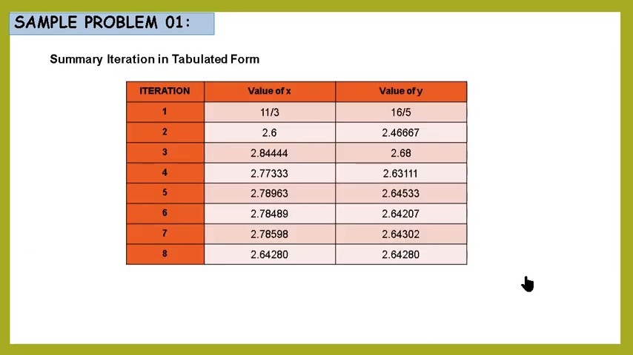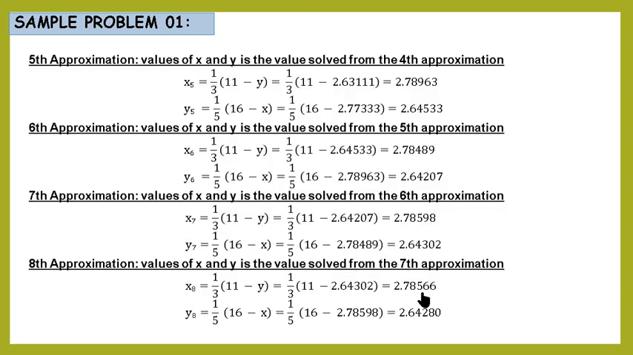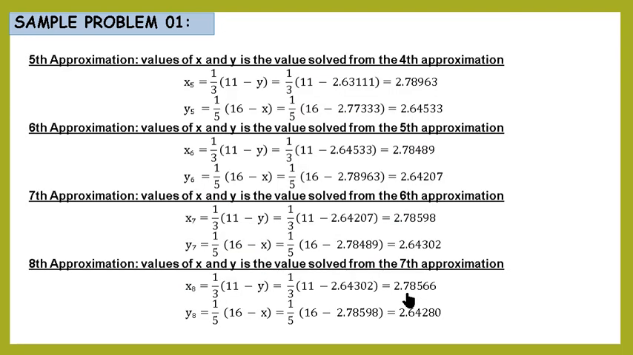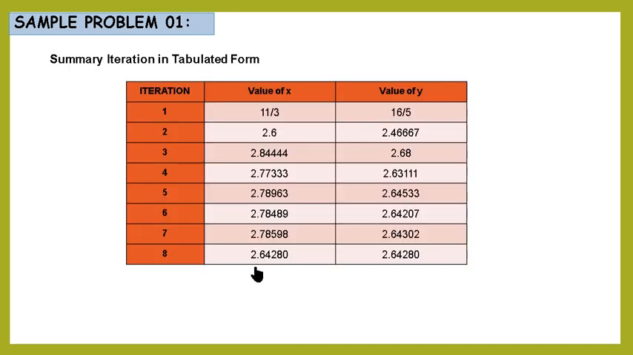So, to summarize our solution, we have here the tabulated form. So, ito yung first iteration natin. Ito yung value natin. Yung second, ito yung value natin. Hanggang sa medyo magkaparehas na yung value ng x and y natin, nag-stop na tayo. Mali ito. That is 2.785 dapat dito. So, mali yung dito. Paki-check ito. Dapat 2.78566. Itong 8. Dito. Okay. So, that's for sample number 1.